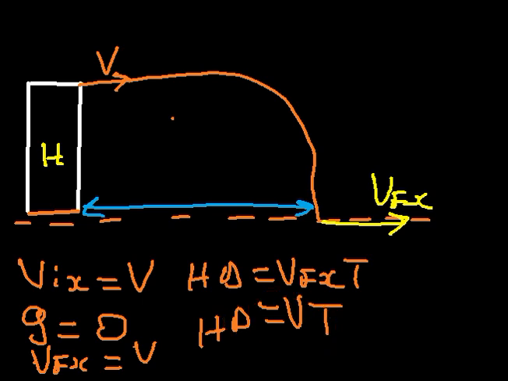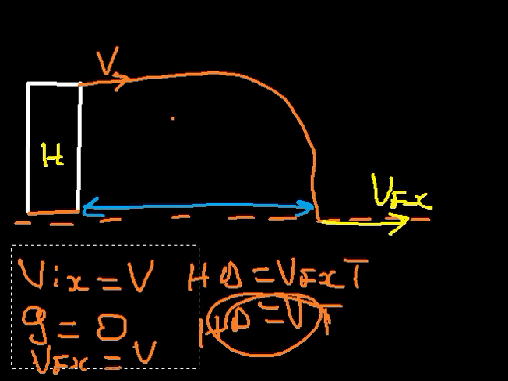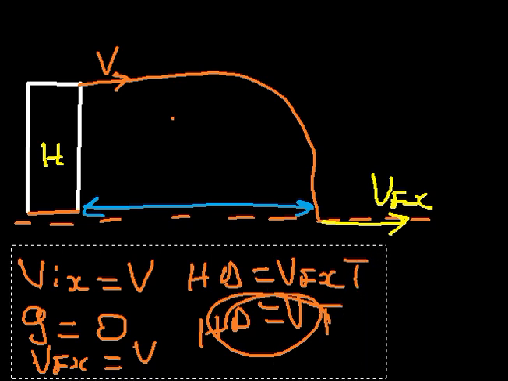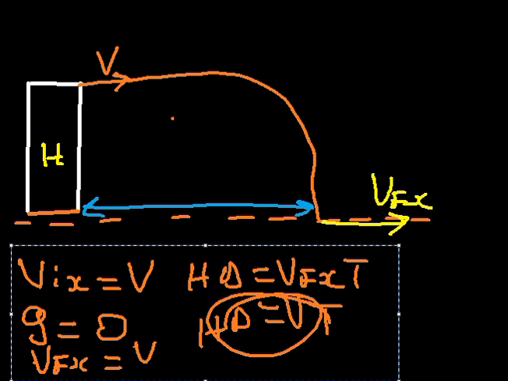So if we have the horizontal distance and the launch velocity, we are able to get the total time for the whole entire journey using this formula. So keep that in mind. That's the analysis of this case of the projectile motion along the x-axis.